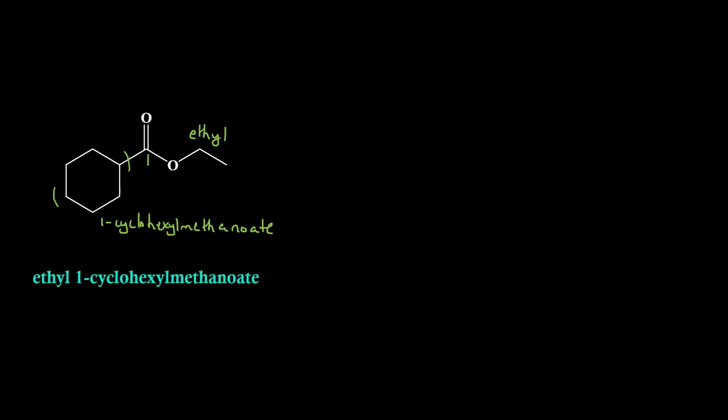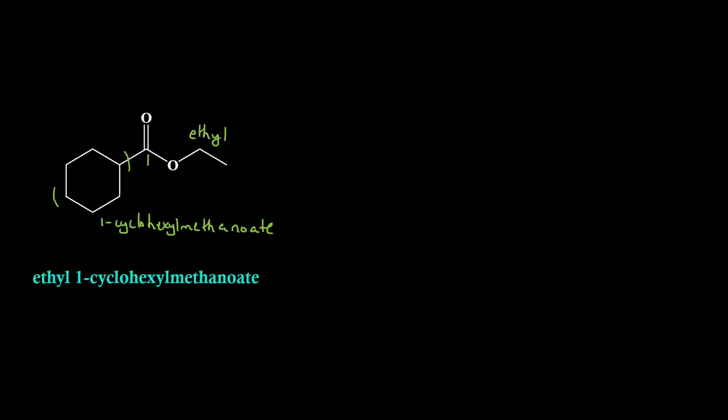This is the alcohol part and the acid part. It's a simple molecule. We have 2 carbons on the alcohol part, so its name will be ethyl. On the acid part, only 1 carbon in the parent chain and the ring system will be a substituent. So the acid part name will be 1-cyclohexyl methanoate. The IUPAC name will be ethyl 1-cyclohexyl methanoate.